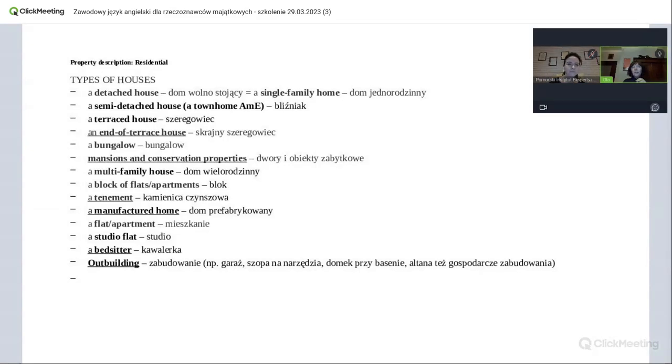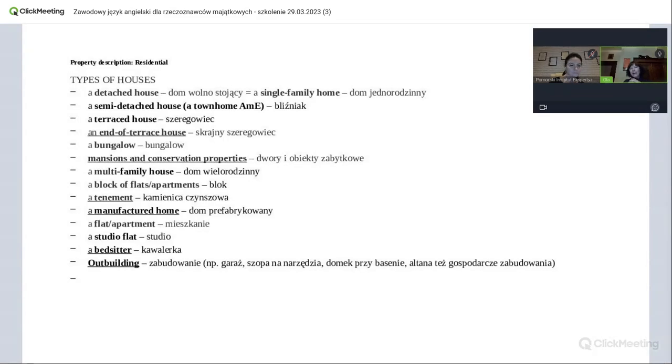Then dwory i obiekty zabytkowe, mansions and conservation properties, or something that especially in Gdańsk or many old towns in Poland, a tenement, kamienica czynszowa, or I think houses which are more and more popular nowadays, a manufactured home, yes, so dom prefabrykowany, or a bedsitter, which is kawalerka.